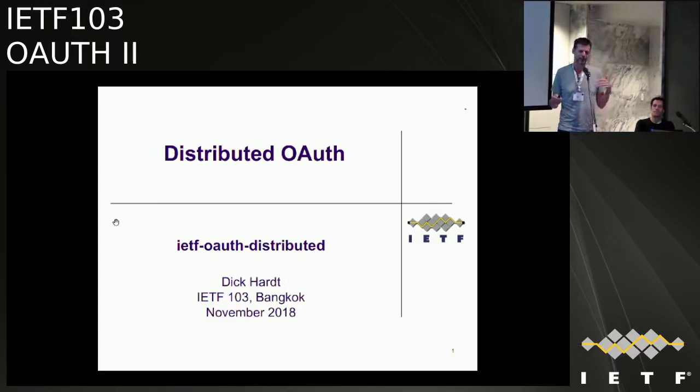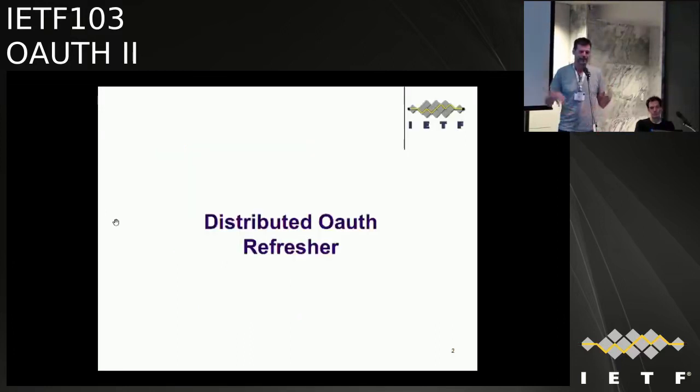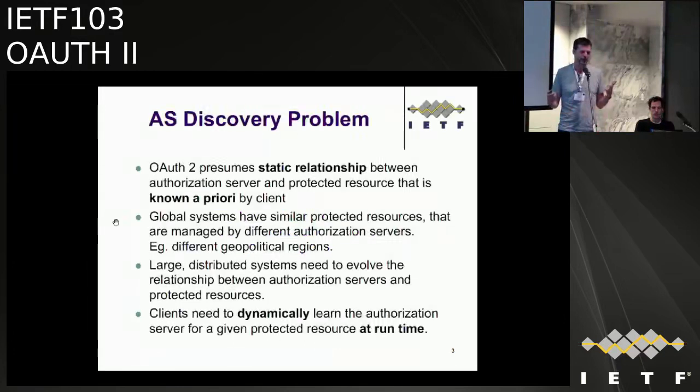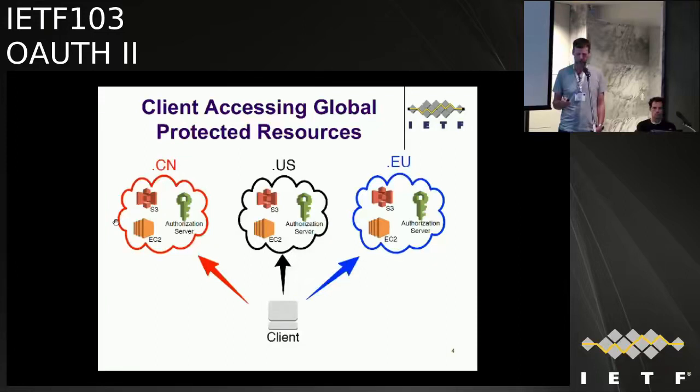So the idea of distributed OAuth is as things scale out, we end up with much larger systems where there's a bunch of different relationships. In OAuth 2, it presumed that there was one AS managing a protected resource, and that the client knew the AS for a protected resource beforehand. In global systems, it becomes more dynamic, and you want to learn the AS for a resource, which allows you to change it. As an example, you could have a bunch of different resources, and the AS could be in different places for essentially similar resources.